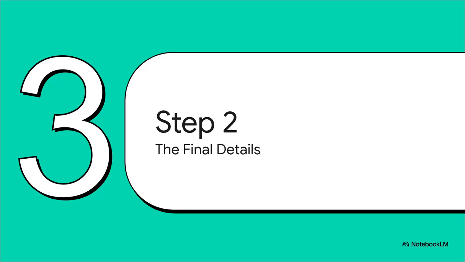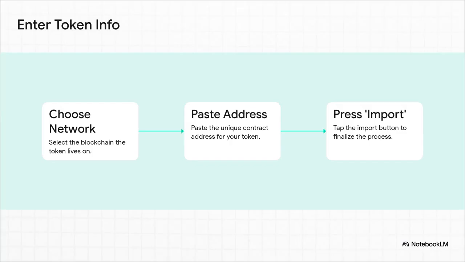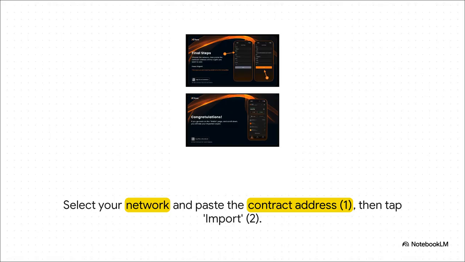Great, you're on the final screen. This is where we give the wallet the specific info it needs to go out and find your token on the blockchain. You're just 3 little steps from being done. First, you'll choose the correct network. Second, you'll paste in the token's contract address. And finally, you just hit import. Easy as that. Okay, first things first, make sure you select the network your token actually lives on.